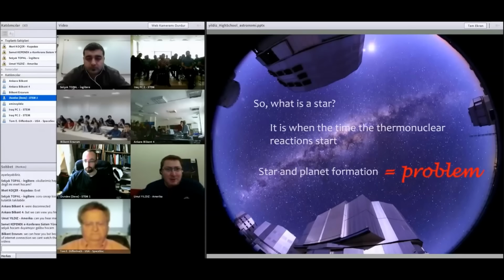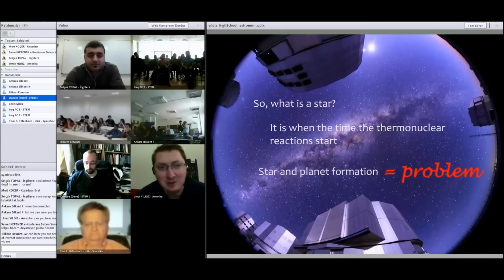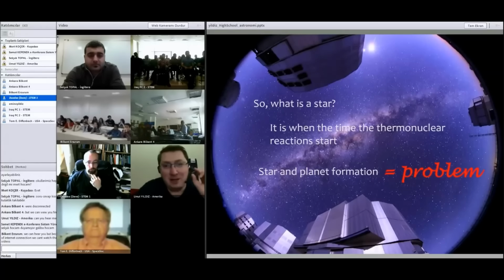So let's start with the definition of a star. Everybody knows what a star is, but it's not actually a straightforward question. We just look at the dark sky and we see stars out there, but it's not a simple question. What we define as a star is the time when its thermonuclear reaction starts. Before the thermonuclear reaction starts, we call it the star formation phase, and I'm going to talk about the star formation phase.